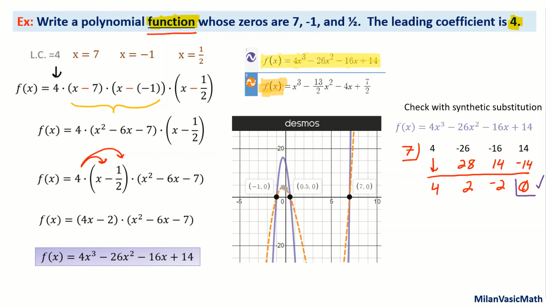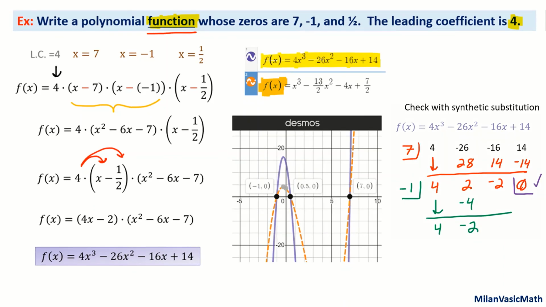So the next value is negative 1. Remember, arrow. So negative 1 times 4 is negative 4. Add those up, gives you negative 2. And negative 1 times negative 2 gives us positive 2. Then combine those and we get 0. So that's good. And then the last number left to check is 1/2.